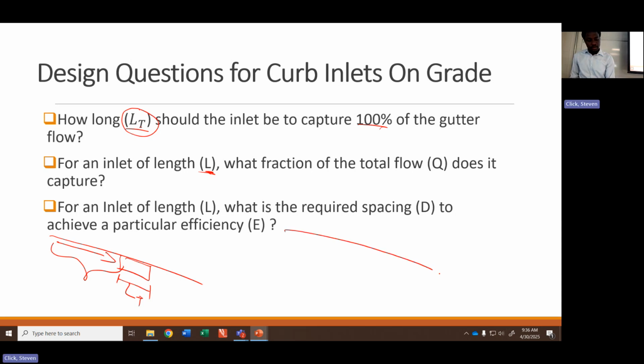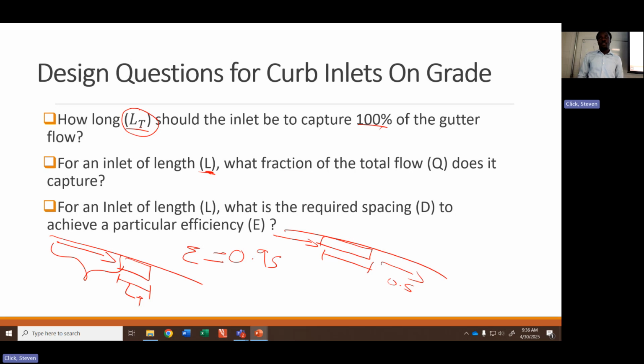So let's say we have an inlet like this. We want to know that if we want an inlet efficiency of, let's say, 0.95, it means that for 100% of the water coming in towards the inlet, it intercepts 95%, and the bypass flow is roughly 5%. So if you want an inlet with an efficiency of 0.95, what will be the length?